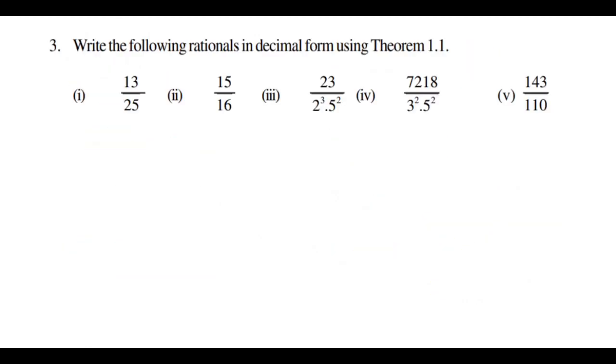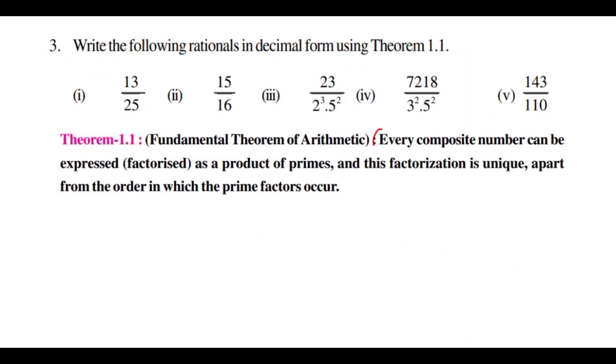Right. Next question. Write the following rationals in decimal form using theorem 1.1. What is theorem 1.1? Once you refer to your book, theorem 1.1 is there. Every composite number can be written as the product of prime factors. So the exact definition I am going to give you. This is theorem 1.1, the fundamental theorem of arithmetic.